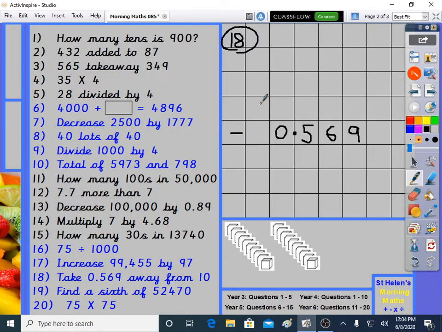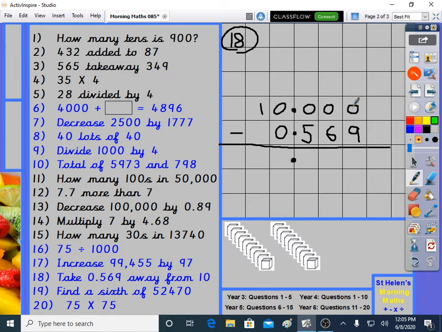0.569 away from 10. I'm going to have to put 10 up here. I'm going to have to make it 10.000 to line up properly here. Is that right? Take 0.569 away from 10. 10 point nothing is 10. Okay. Line up the point. Lots of borrowing or taking to do.